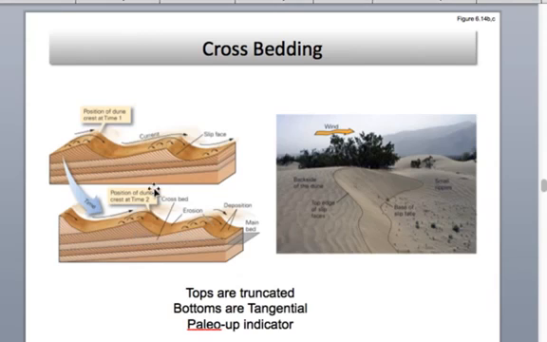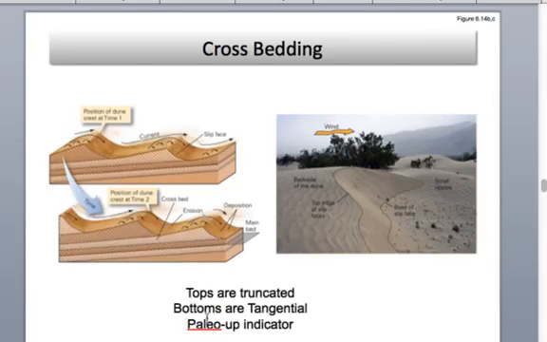What we're looking at here is a dune migrating over time, and the tops of the crossbeds are always cut off. See how these end at an abrupt line here? That's because there's erosion going on when the next crossbed comes over it, right? And the bottoms always curve down. See how they slope down to meet the bottom? The bottoms are said to be tangential, where they slope down, but the tops are said to be truncated because they're cut off by the next series of crossbeds coming over.